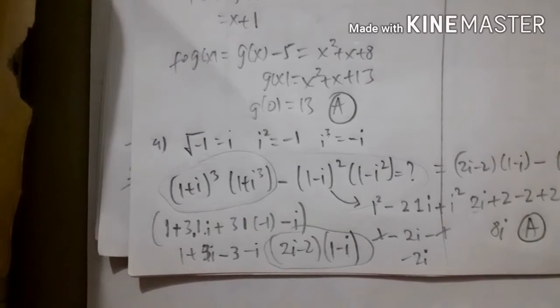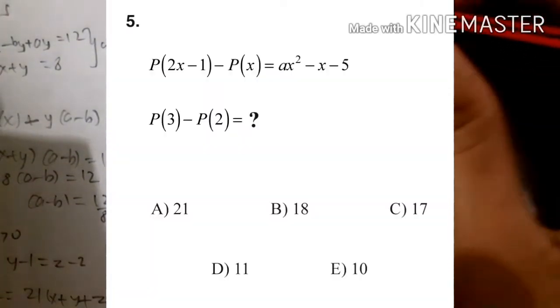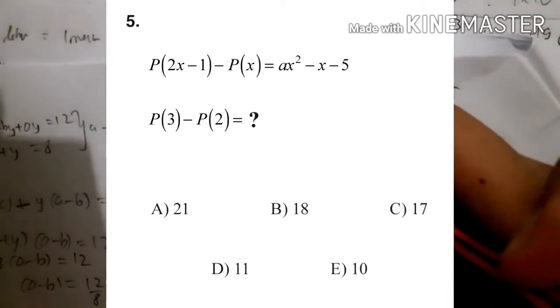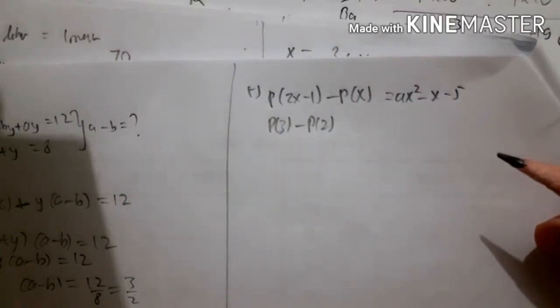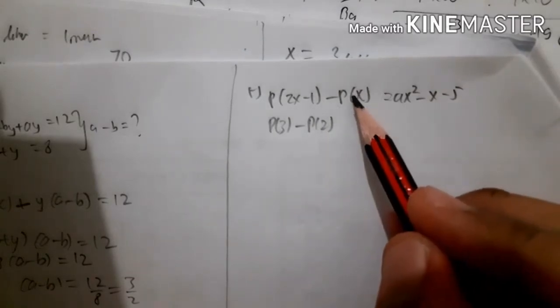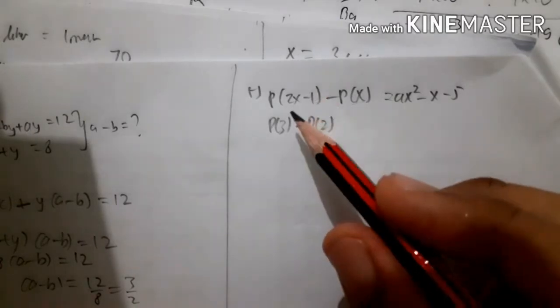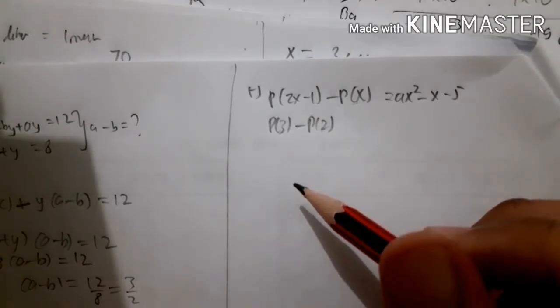Okay, so let's go to number 5. Now for number 5, it says that p(2x minus 1) minus p(x) equals ax squared minus x minus 5. Now what is p(3) minus p(2)? Okay, so in this case, we could just substitute 2. If you substitute 2 here, it will become 3, right? But the problem is there's an a there, ax squared minus x minus 5.